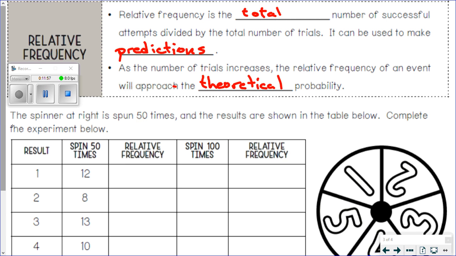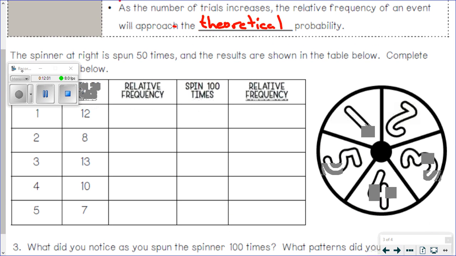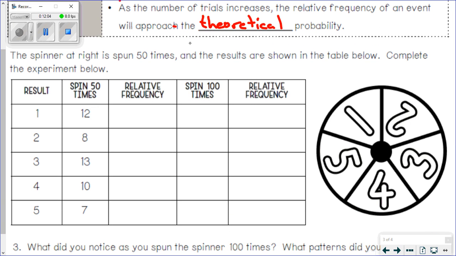All right, so they've got another spinner experiment here for us. And they want us to spin the spinner 50 times. And then we have to spin it 100 times. All right. So they made up the numbers here for the 50 times. Okay, so we're not going to do the 50 spins, but we are going to do the 100 spins. But I have 4 spinners set up, so we'll really only have to do it 25 times.